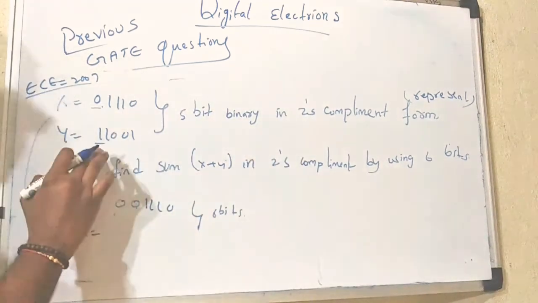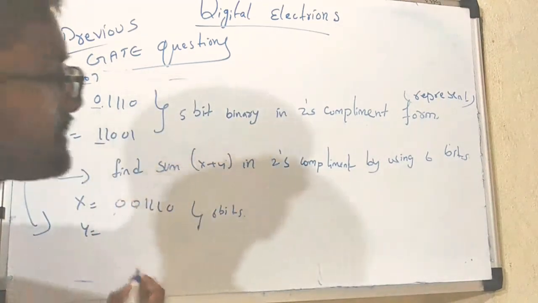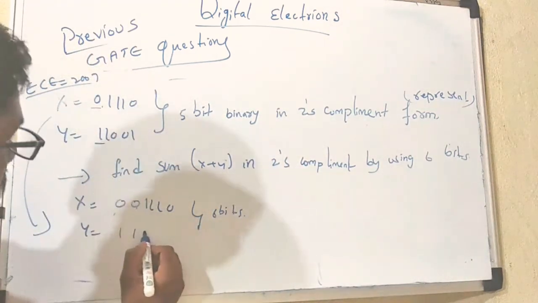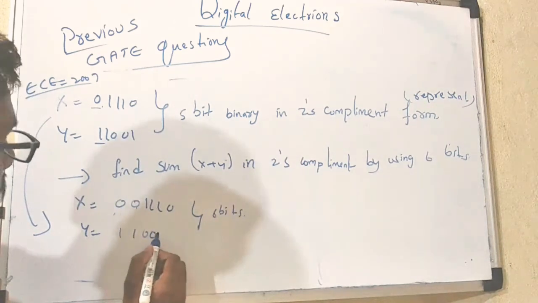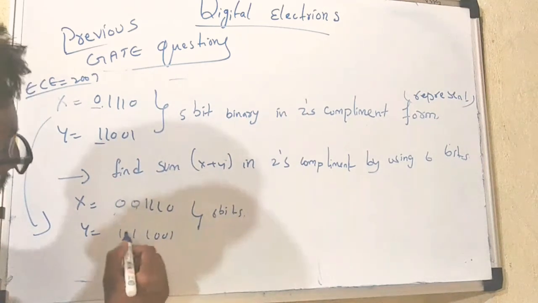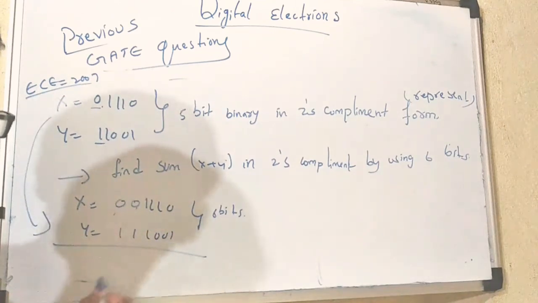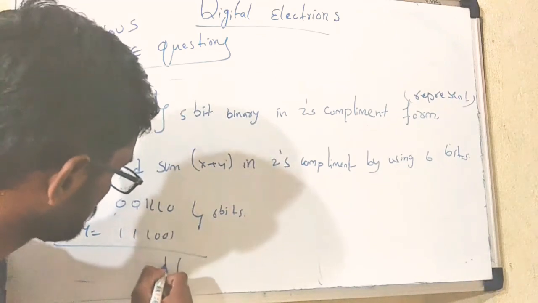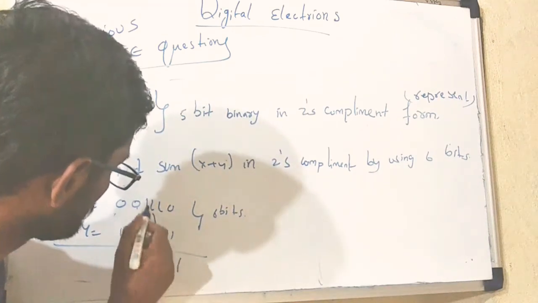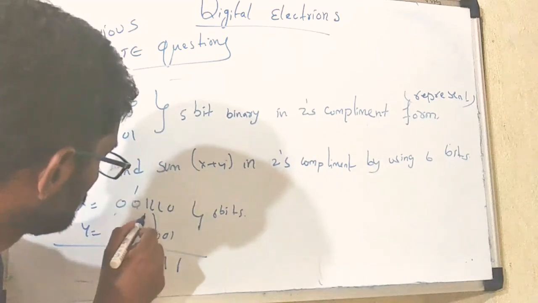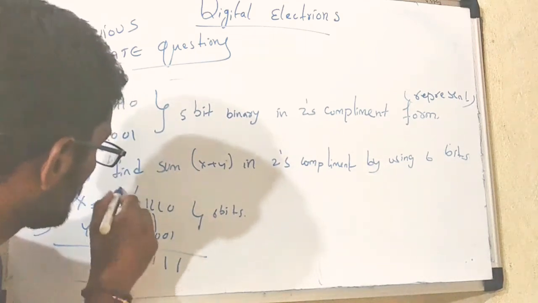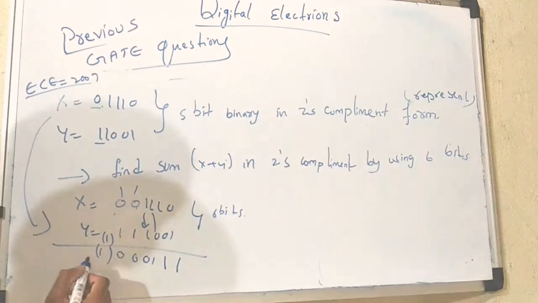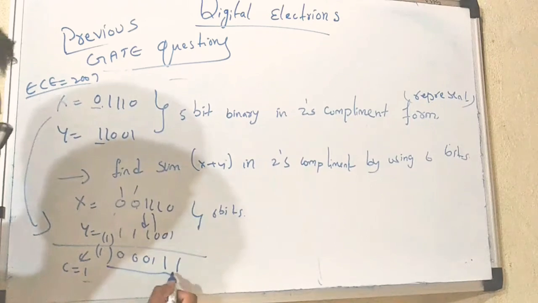Here the number is negative because the sign bit is 1, and sign extension is possible, so add the same 1 to the previous bit also, giving 111001. Now just add these two. 1 plus 1 is 0, carry 1. 1 plus 1 is 0, carry 1. 1 plus 1 is 0, and carry is 1. Here we got a carry of 1, and this is the result.